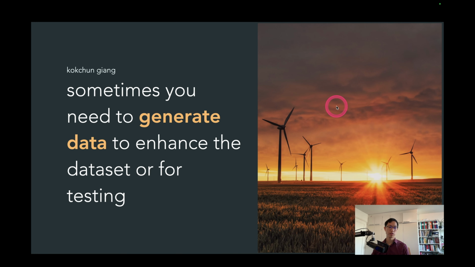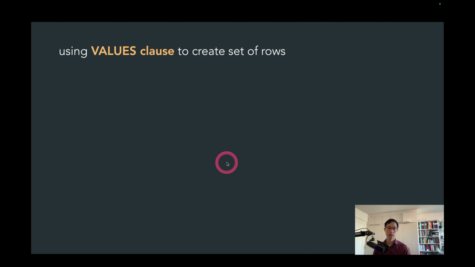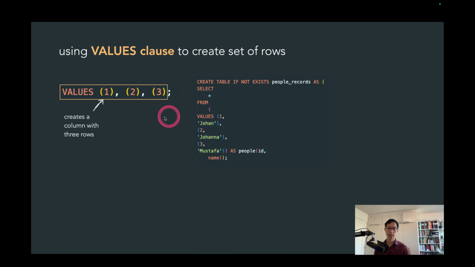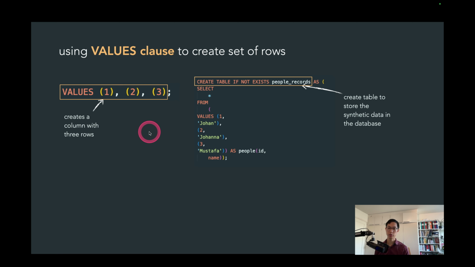Sometimes you need to generate data to enhance the dataset or for testing. We use the VALUES clause to create a set of rows. So here you have VALUES 1, 2, 3, and here you have the 3 rows. So it creates a column with 3 rows. And we can use it in a select statement with the create table.